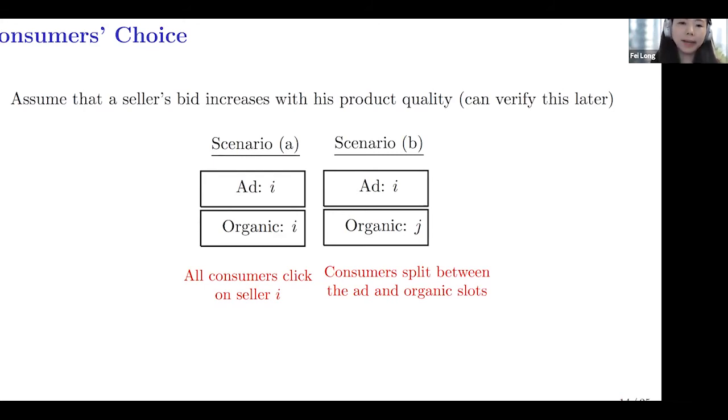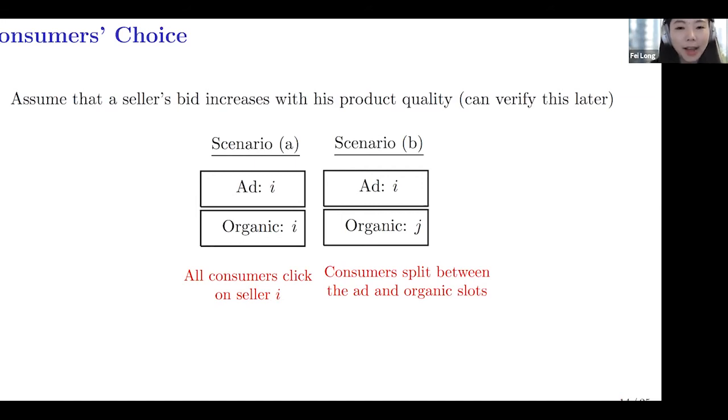Now let's do a teaser question. Who is going to click on the ad? Who is going to click on the organic slot? Remember, we have some consumers who care about product quality more. We also have some consumers who care about personal fit more. So let's think about who is going to click on the organic slot. If you think it's the people who care about product quality more, you can just type 1 in the chat. If you think it's the people who care about personal fit more, you can type 2.